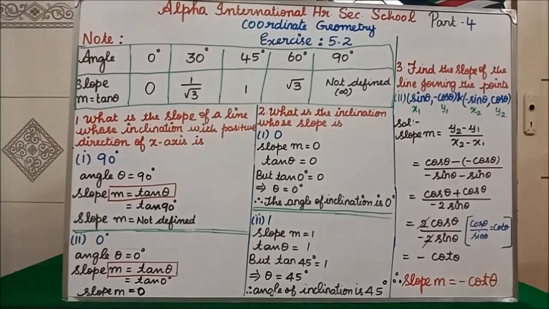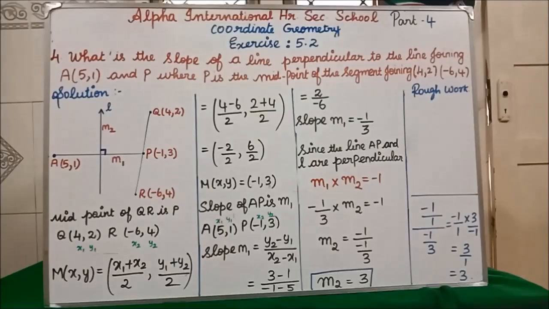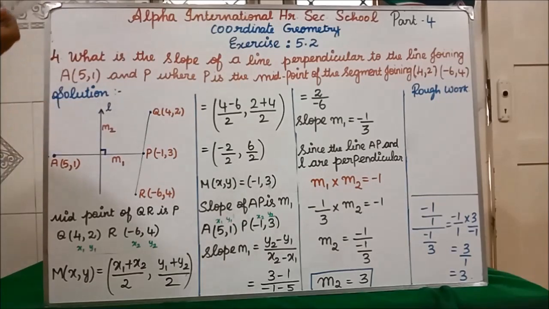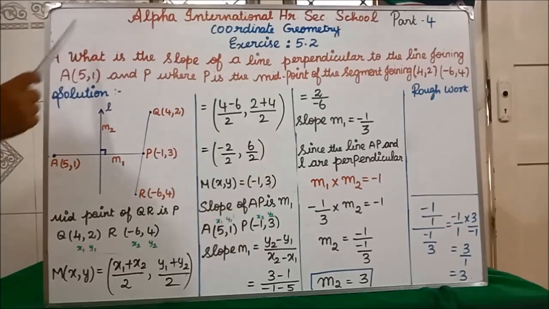Next we will see the 4th question. Students, we are now going to see the 4th question. What is the slope of a line perpendicular to the line joining A(5, 1) and P, where P is the midpoint of the line segment joining (4, 2) and (minus 6, 4)? See students, in this question we have to find the slope, m, and they are saying it is perpendicular.